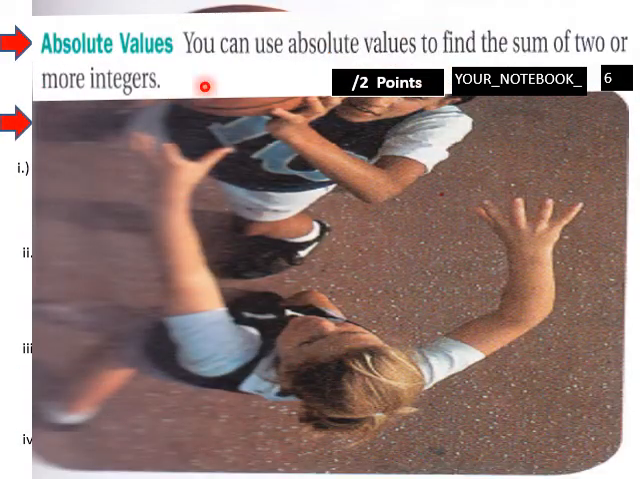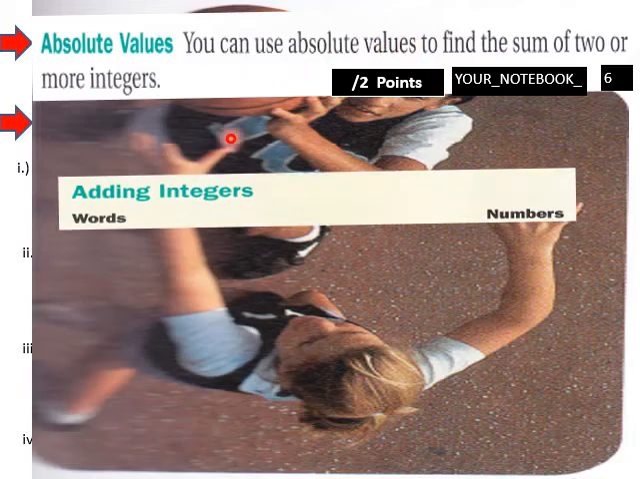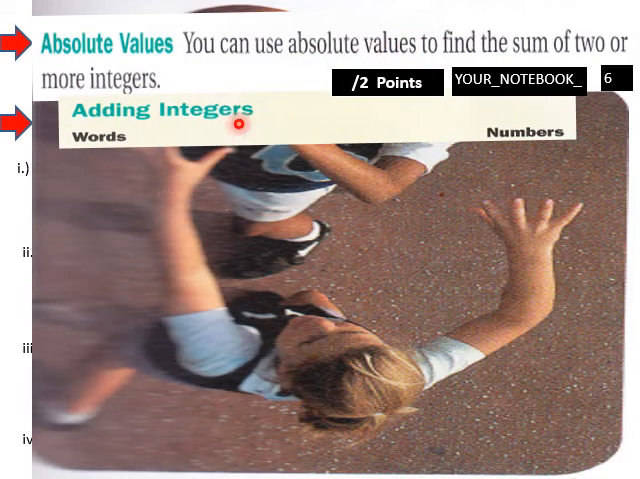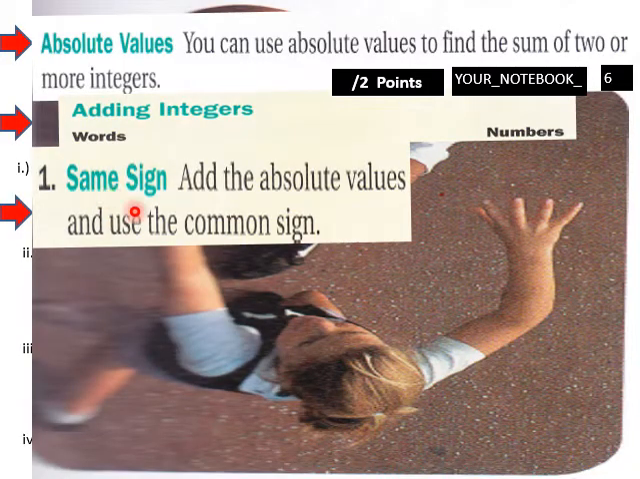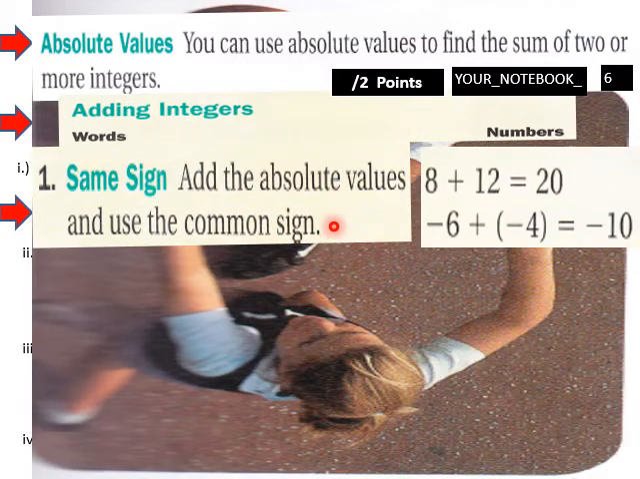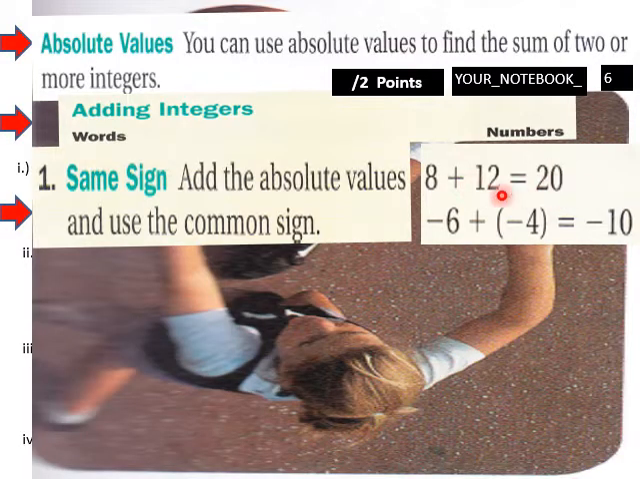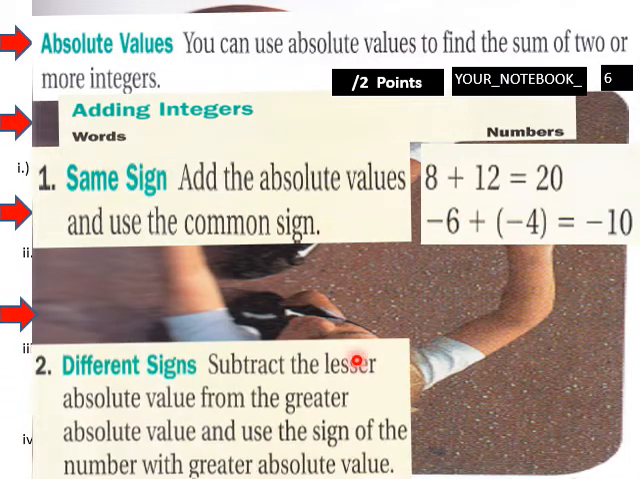Into your notebook entry, absolute values. You can use absolute values to find the sum of 2 or more integers. So adding integers, words, and then numbers. So 1, same sign, add the absolute values and use common sign. So if two integers have the same sign, we just keep the sign and we just combine them together. So 8 plus 12 will be 20. Negative 6 and negative 4, they got the same sign, so we just add them and we have negative 10.